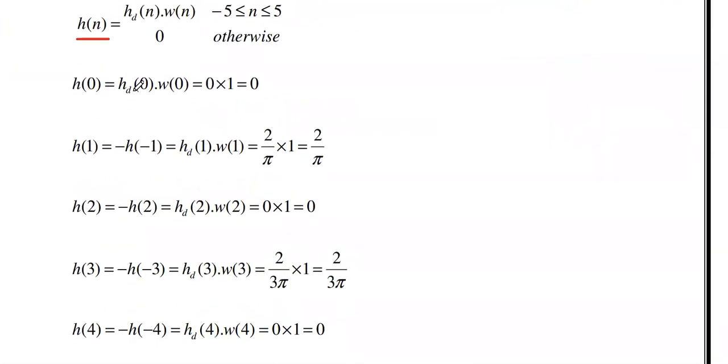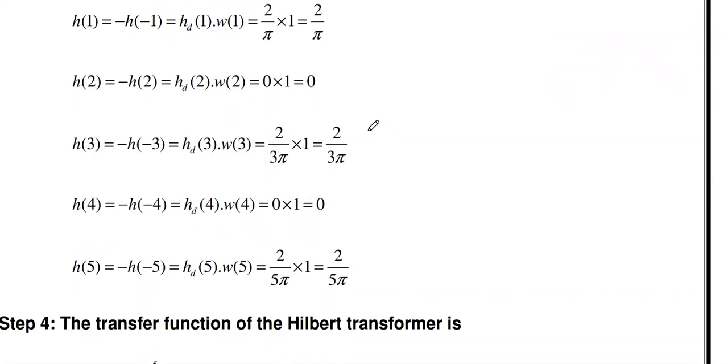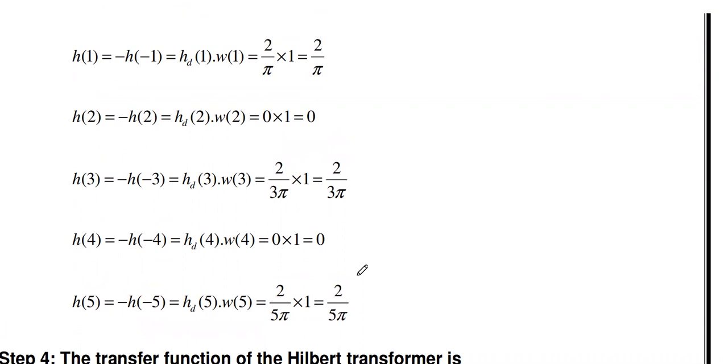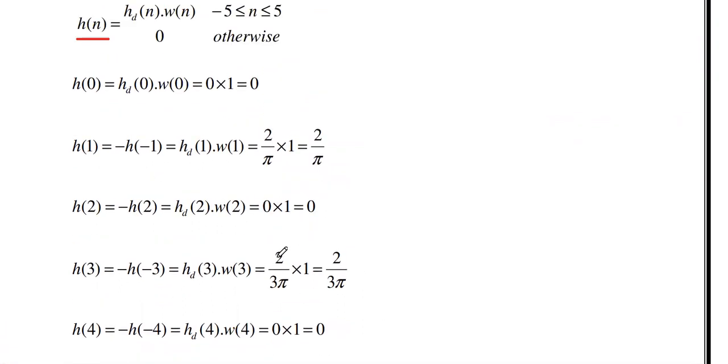So you calculate it. h of 0 is equal to HD of 0, so 0. h of 1 and h of minus 1 are equal, so h of 1 is equal to HD of 1 multiplied with W of 1, so 2 by pi. h of 2 is 0. h of 3 is 2 by 3 pi. h of 4 is 0. h of 5 is 2 divided by 5 pi. So we calculated the filter coefficients.